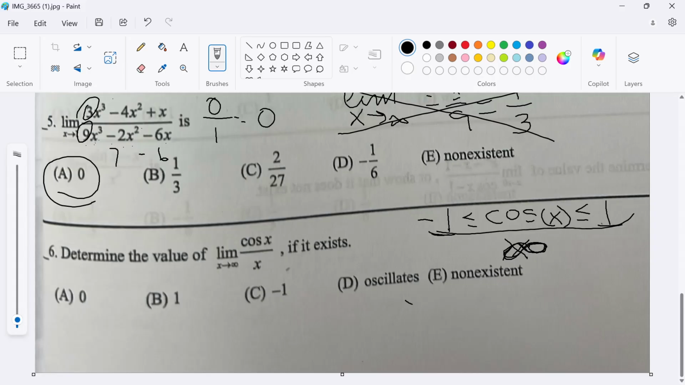So at the lower bound, it's -1 over infinity. Well, that's 0. At the upper bound, it's 1 over infinity. That's 0. So the actual limit will be somewhere between 0 and 0. Any number over infinity is 0. So somewhere between 0 and 0. So that means the limit is 0.